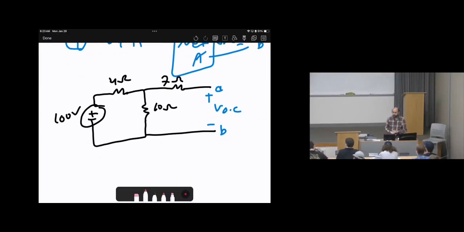The first thing, we need to assume the current directions, right? In order to assume the current directions, the currents will be out from the source. So here is I source, then I will split here and here, right?